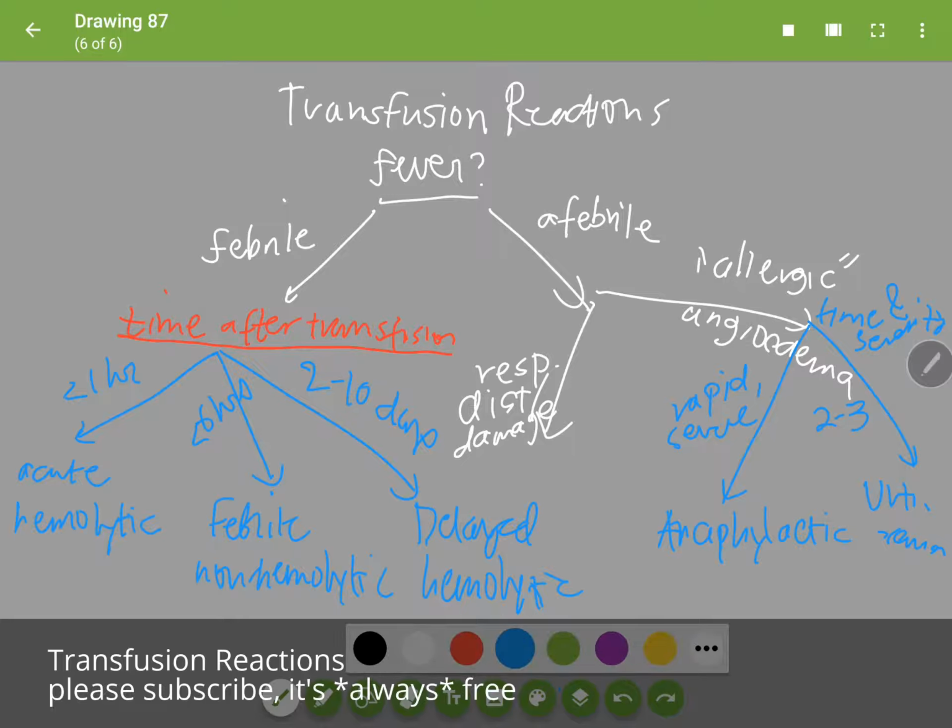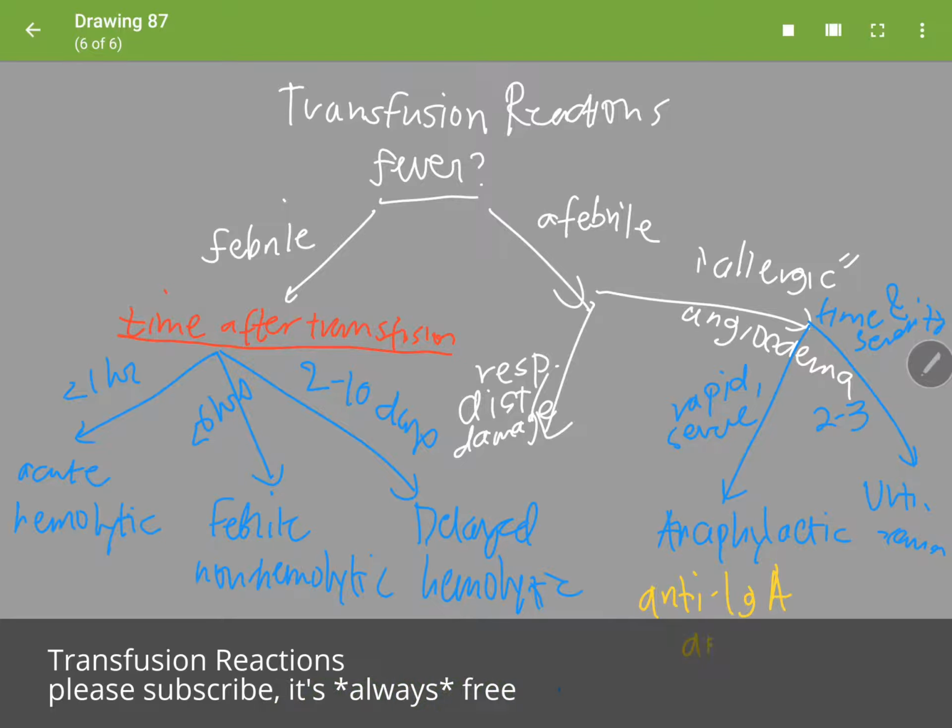And that's because it's caused by the recipient blood having anti-IgA antibodies. The urticarial reaction, that is later and less severe, is caused by there being IgE antibodies in the recipient's blood.